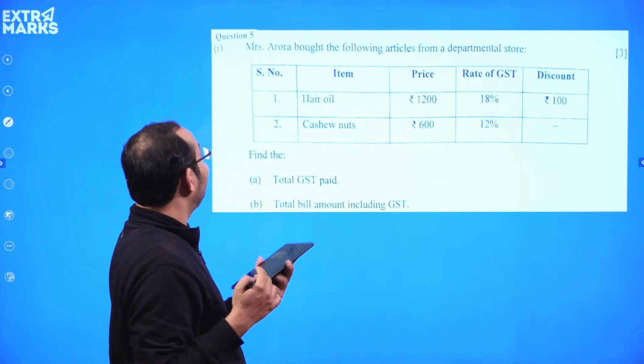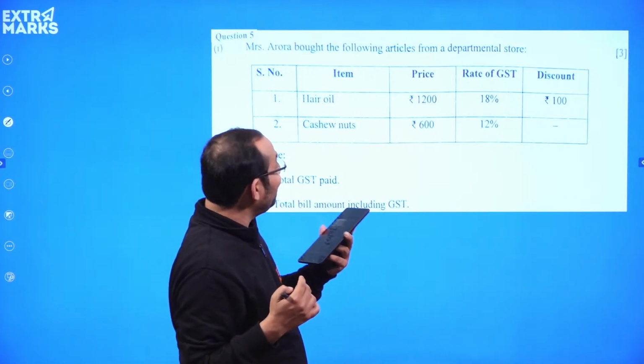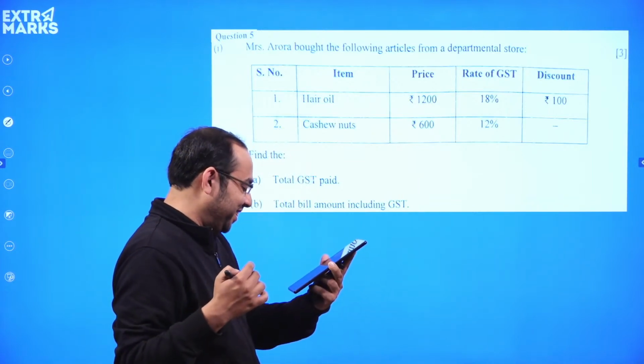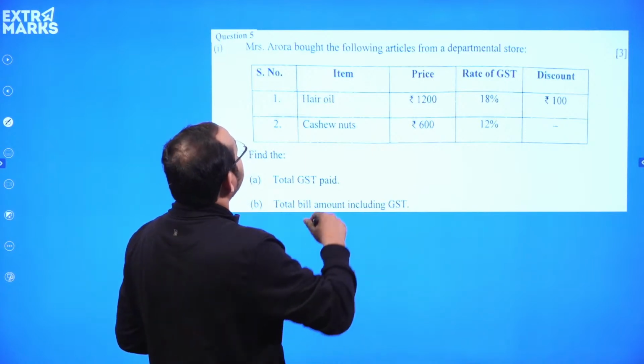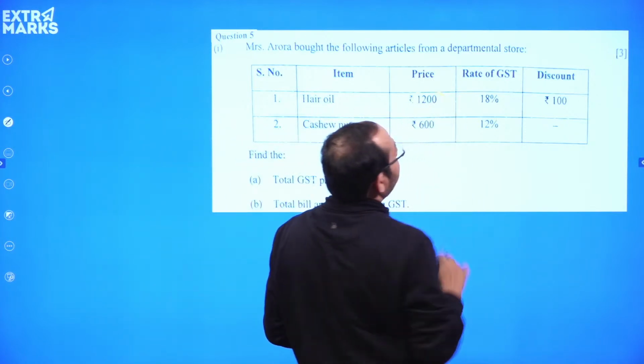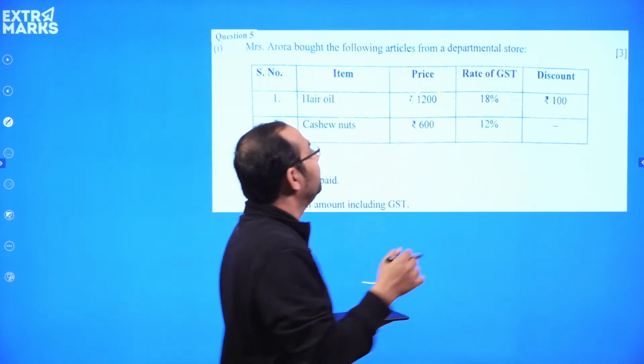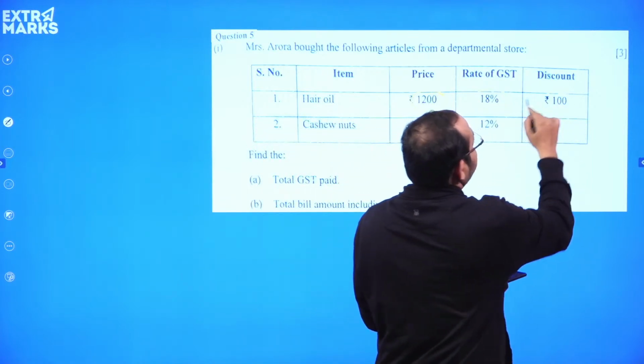Oh, Arav, so your mom has bought hair oil of 1200 rupees. Yes, step marking will always be given.